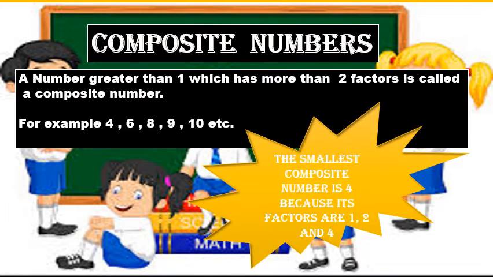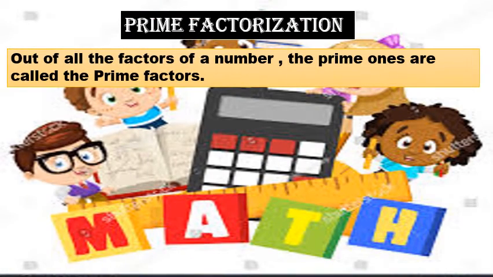The smallest composite number is 4 because its factors are 1, 2 and 4. These are 3 in number. 4 has 3 factors, 1, 2 and 4, and is the smallest composite number. Now coming to prime factorization.